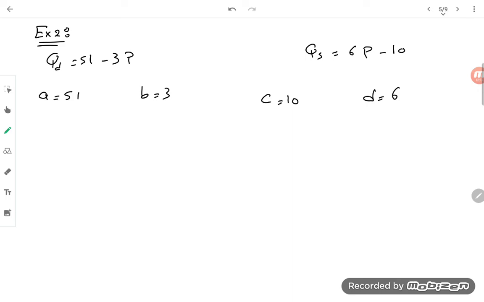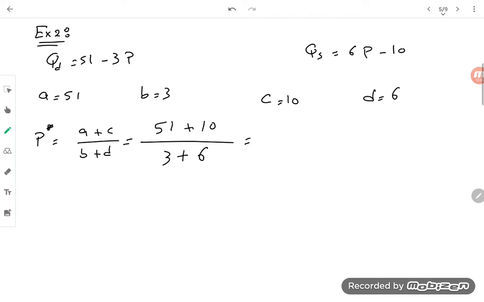Now we are going to substitute in the equations. P equals A plus C divided by B plus D, which is 51 plus 10 divided by 3 plus 6, which is 9. So it's 61 divided by 9, which is 6.78.